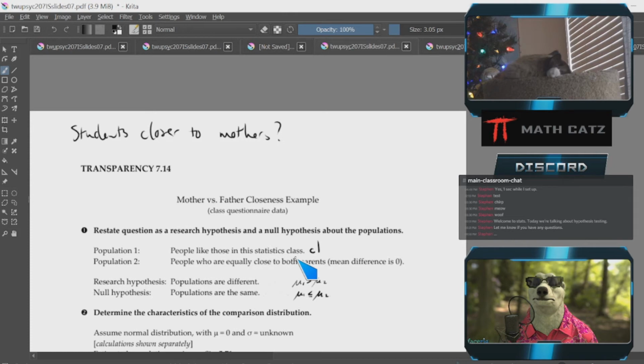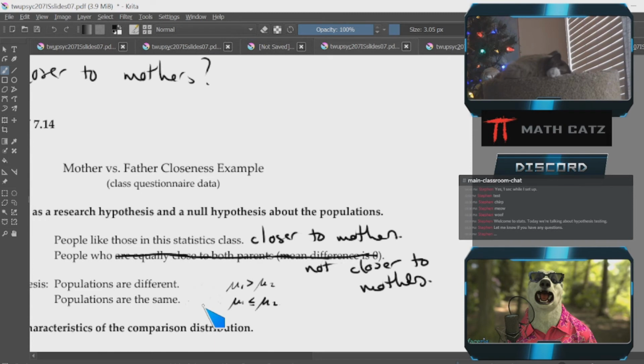Closer to mothers. And then here I'll just say not closer to mothers, just to have everything match up with this phrasing over here, which I'll zoom in on. Whoa, random line. I'll zoom in here. So the null hypothesis is that they're not closer to their mothers. The research hypothesis, that they are.